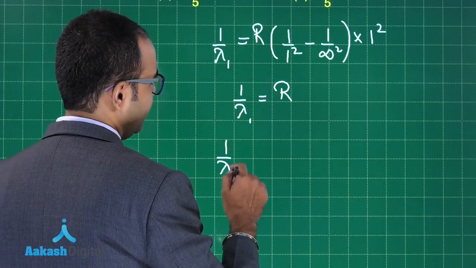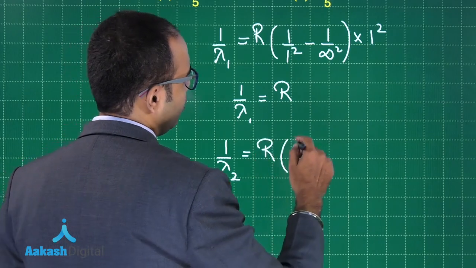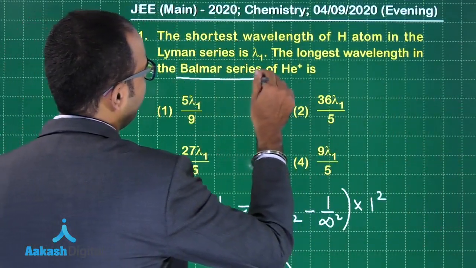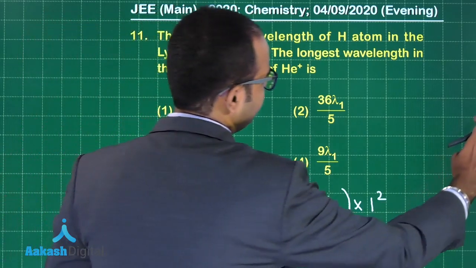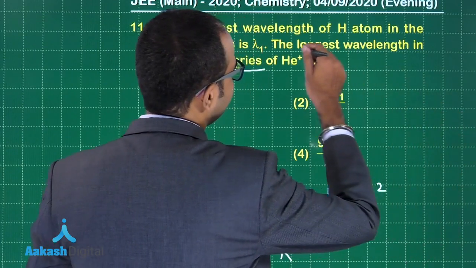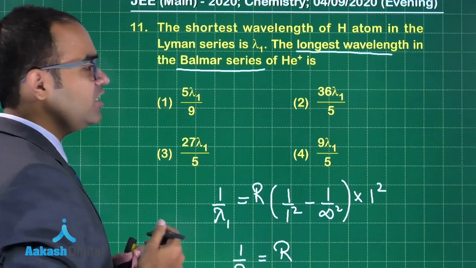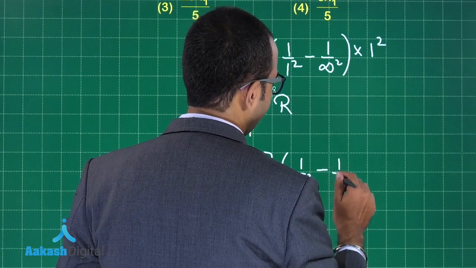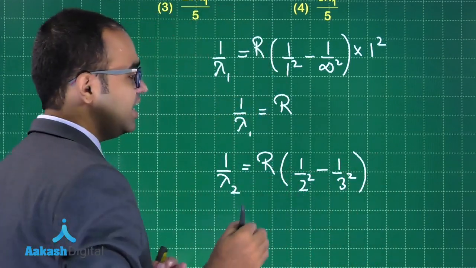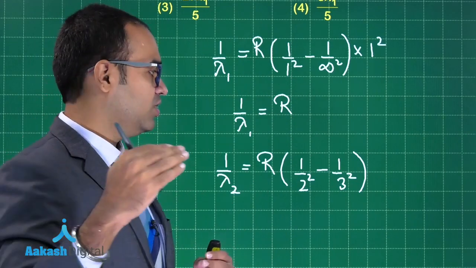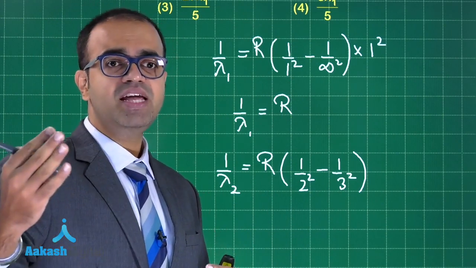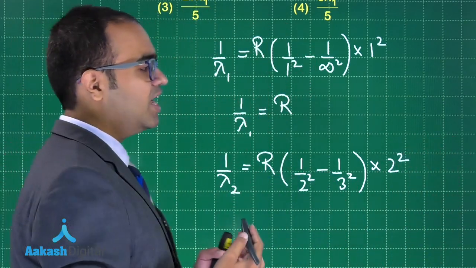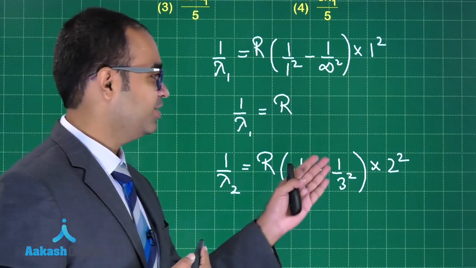So 1 upon lambda 2 is equal to R 1 upon 2 square. Why did I take 2 square? Because it is mentioning the Balmer series. So 1 upon 2 square, and then the longest wavelength. If I'm talking about the longest wavelength, it is the shortest in energy, so minus 1 upon 3 square. The electron is jumping from the third orbit to the second orbit. So the energy will be least, wavelength will be maximum. And since you're talking about helium, you'll multiply it by Z square, that will be 2 square, because Z for helium is 2.